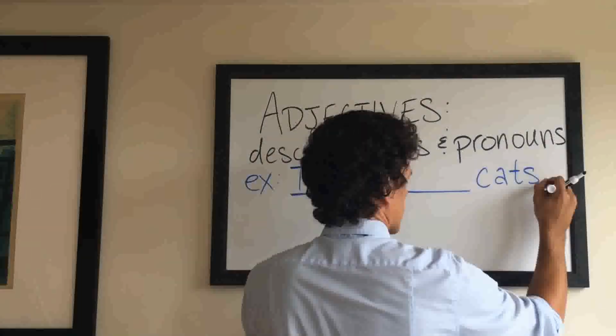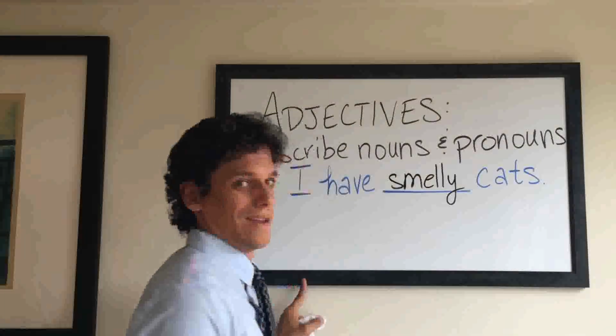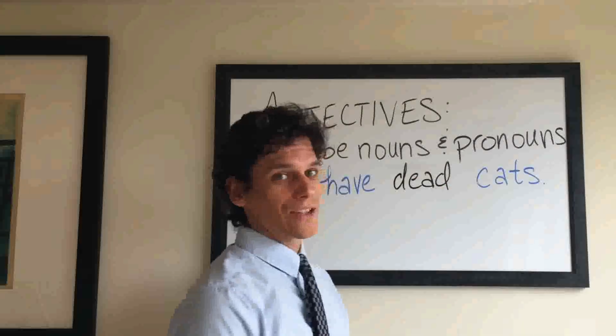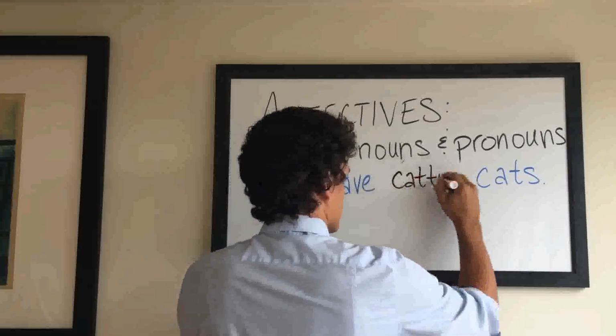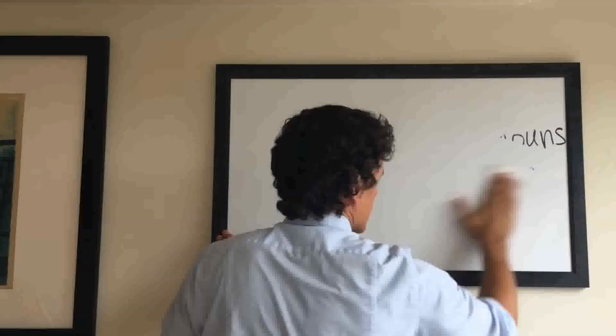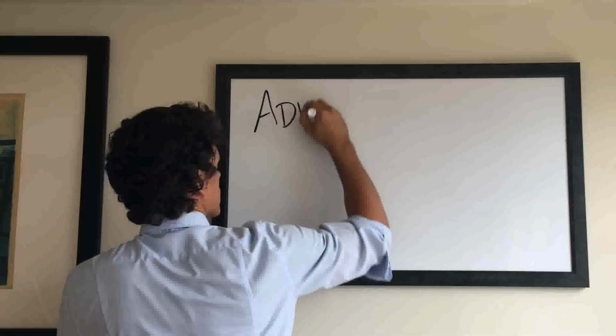So let's give an example. So here we go. I have adjective, adjective, adjective, adjective, adjective, adjective, adjective. Also not true. Number 5. Adverbs. Adverbs are words that describe verbs, adjectives, or, you got it, other adverbs.